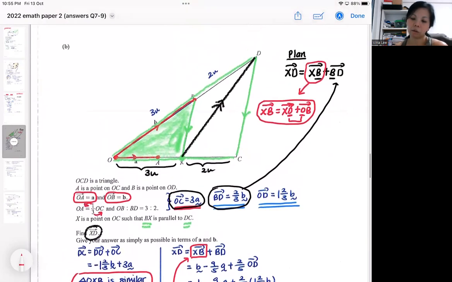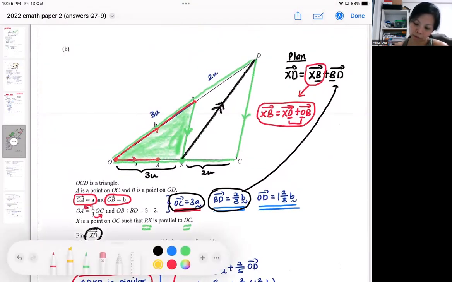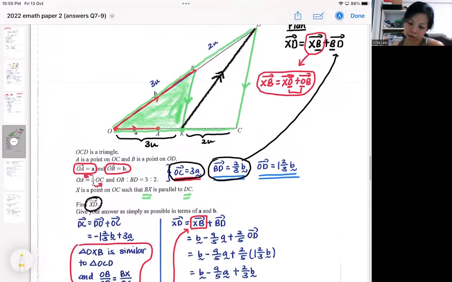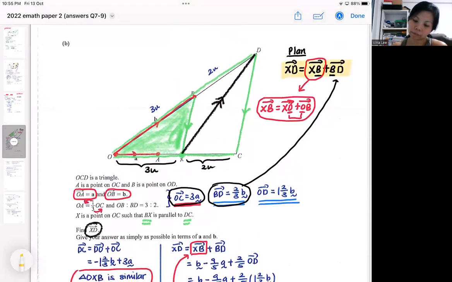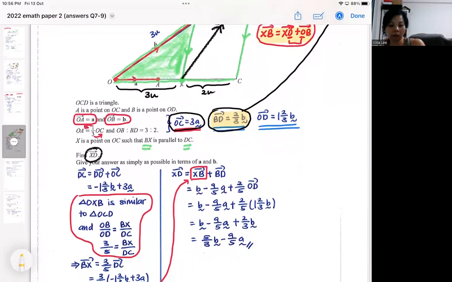So whatever it is, you have your main plan. The main plan is to execute this. And I already got one of them. Then the second part of the plan is to get the missing XB. There are two methods to get XB. You use a similar triangle, or you can use a fill in the blank. Either way, you will get the same answer on your main plan.